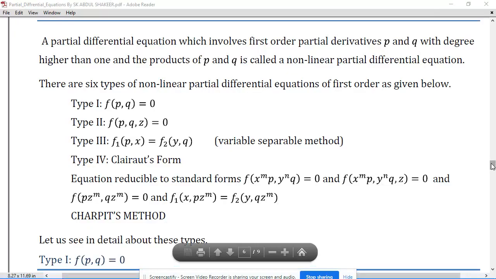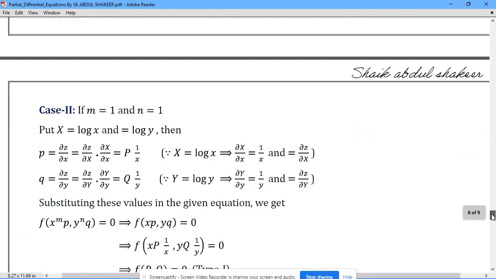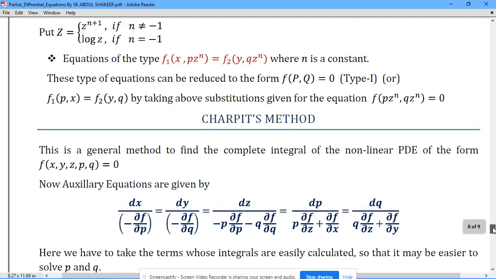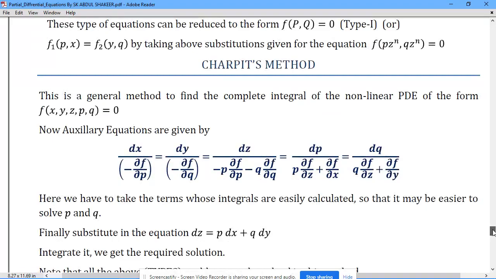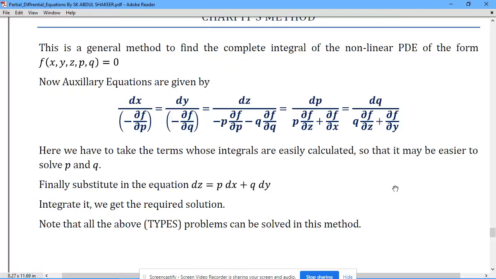So this is about solving linear and non-linear partial differential equations. In linear we have two methods, that is the method of grouping and the method of multipliers. In non-linear equations we have six types. In the next class we will do the problems related to linear partial differential equations and non-linear partial differential equations. Thank you.